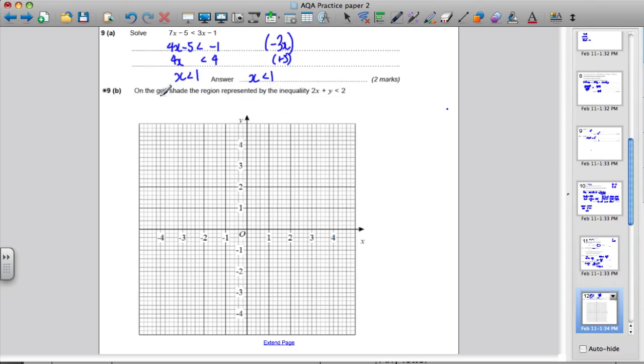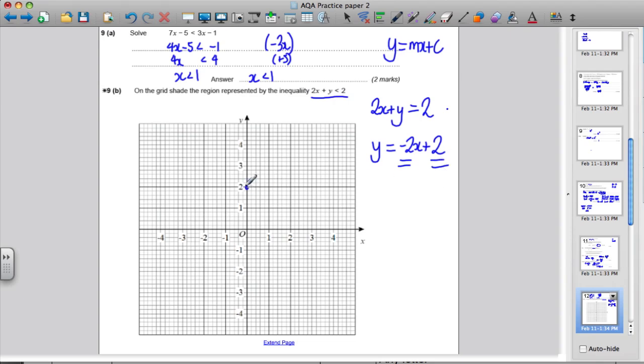On the grid, shade the region represented by this. First of all, what you do in these is you want to be able to draw your straight line and not worry about the inequality. You want to draw the straight line 2x plus y equals 2. Well, I can't draw anything until it's in the form y is mx plus c, i.e. y the subject of the formula. So rearranging, subtracting 2x off both sides, you get y is minus 2x plus 2. That's in the correct form. M is minus 2, c is 2.